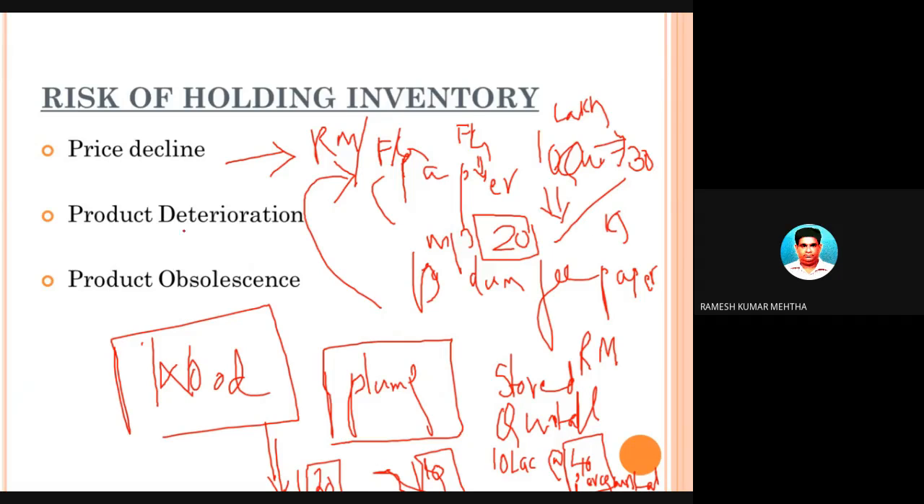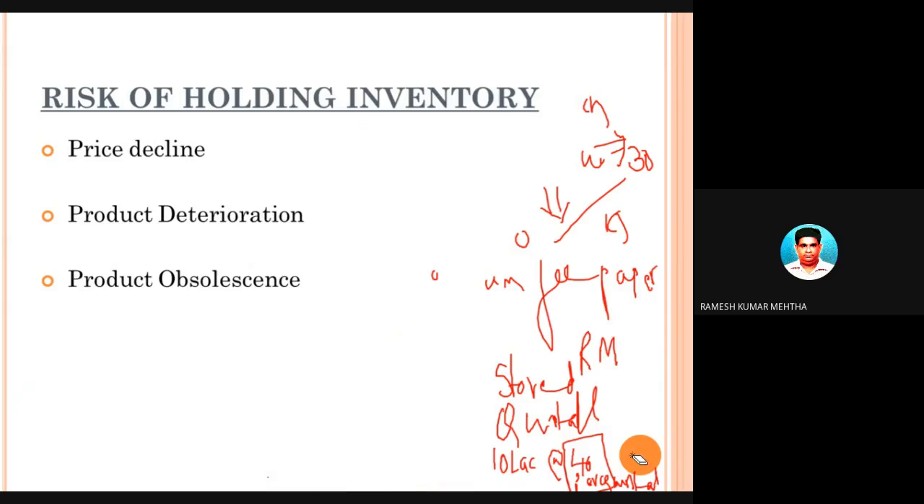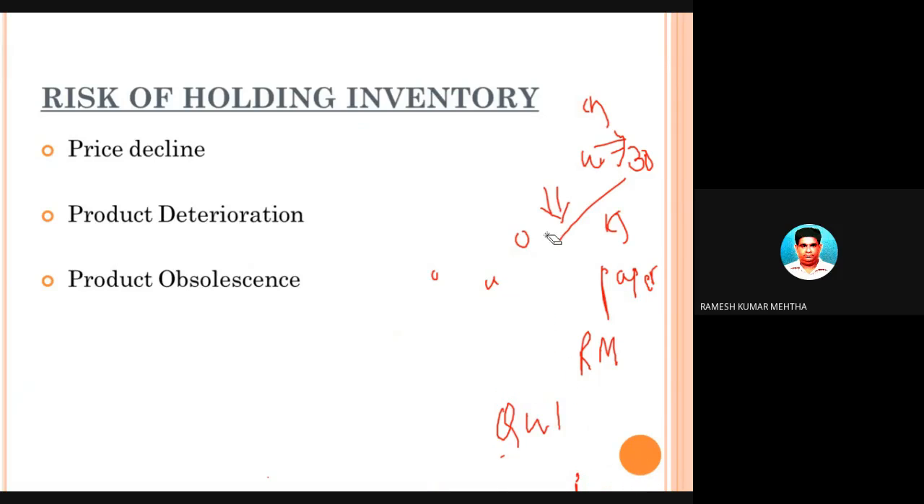something like that. So price decline can have a huge impact on your raw material costing as well as finished goods costing. So you need to be able to anticipate, forecast and predict the movement in the prices of the raw material, the finished goods, and the work in progress also.